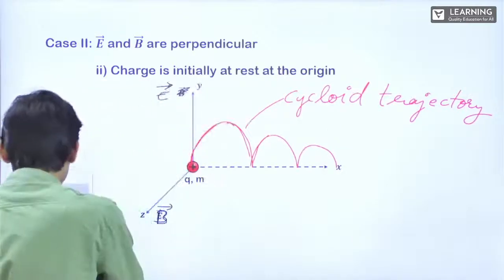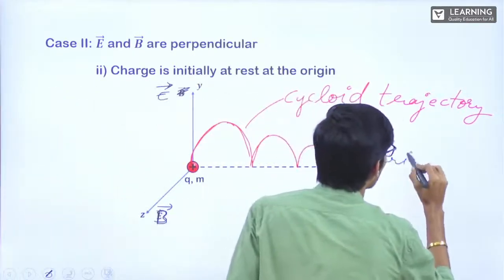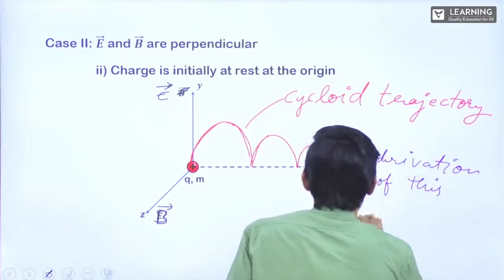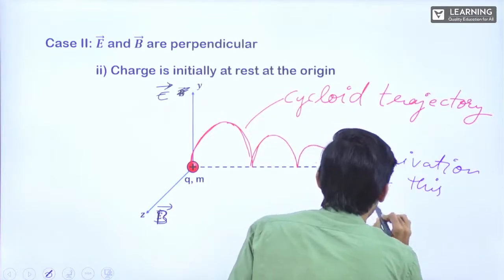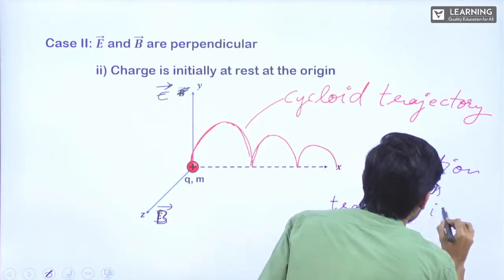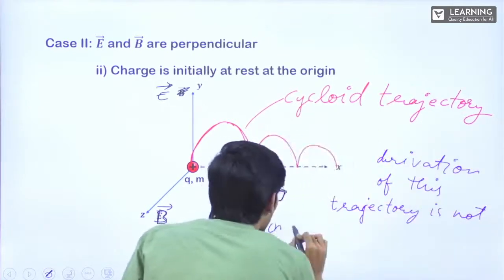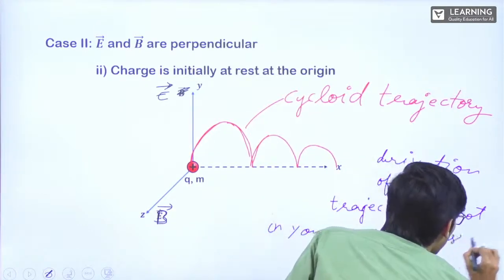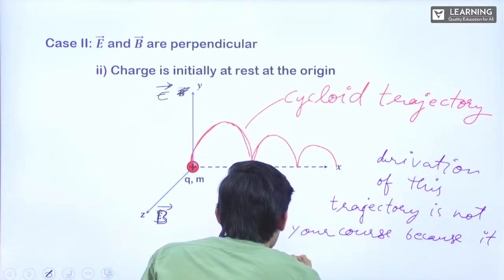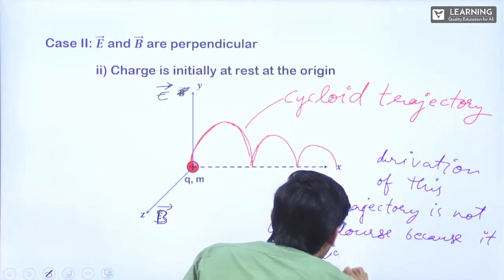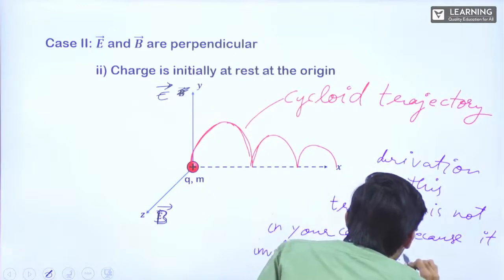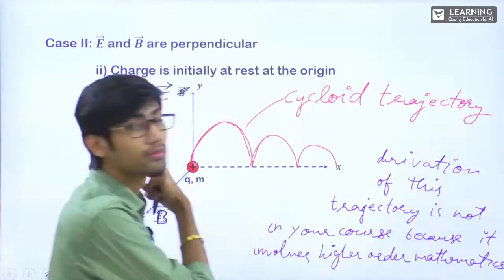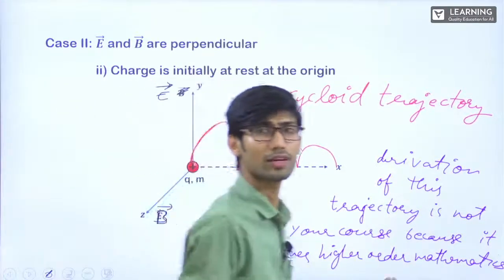Alright. Derivation of this trajectory is not in your course because it involves higher order mathematics. Clear? So remember this trajectory. Understood?